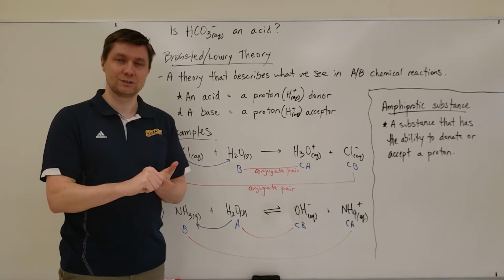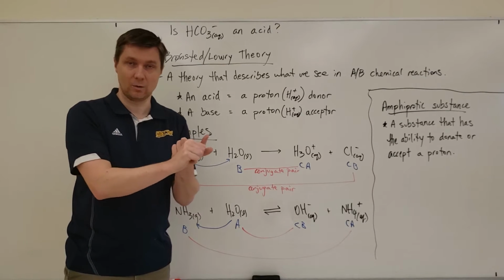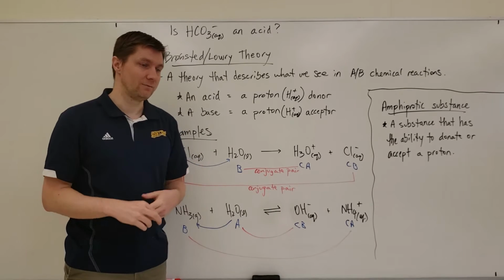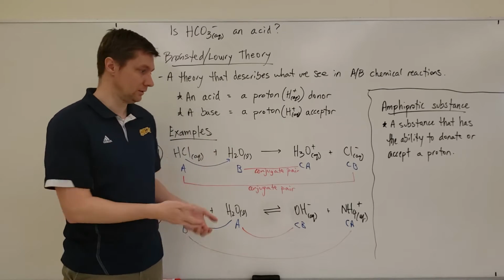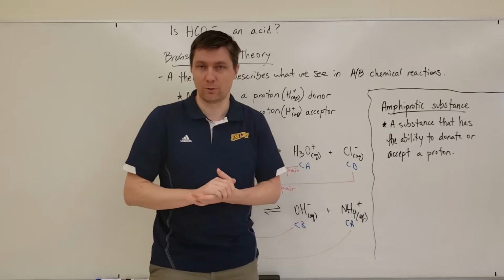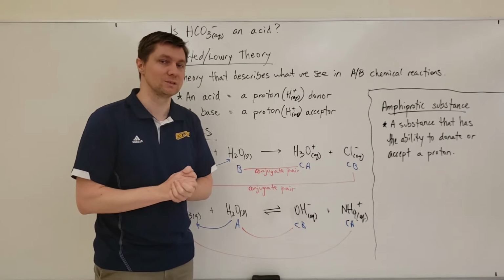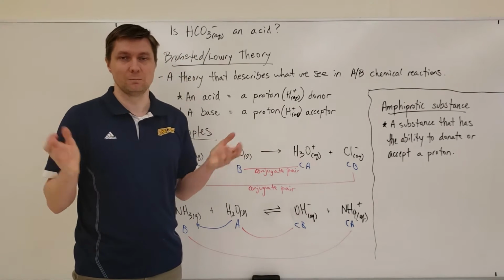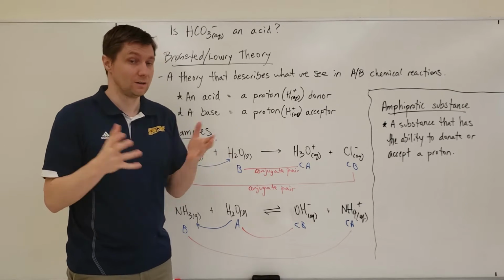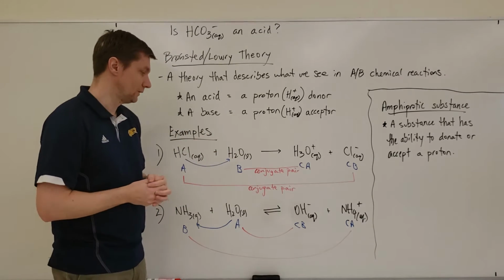Depending on the situation it's in, it can either act as a proton donor or it can act as a proton acceptor. And if you have a substance that has that ability, like water does, then we classify that substance as an amphiprotic substance or an amphiprotic species. And it just means that it has the ability to act as a Bronsted-Lowry acid or a Bronsted-Lowry base, depending on the situation that it's in.